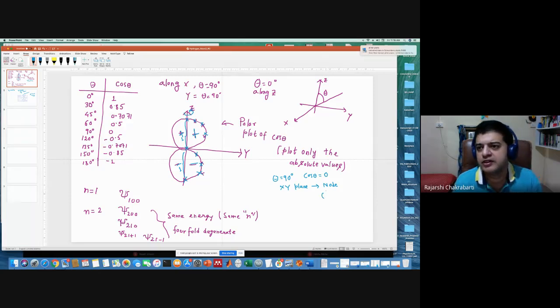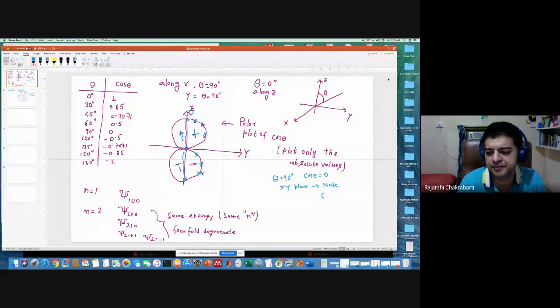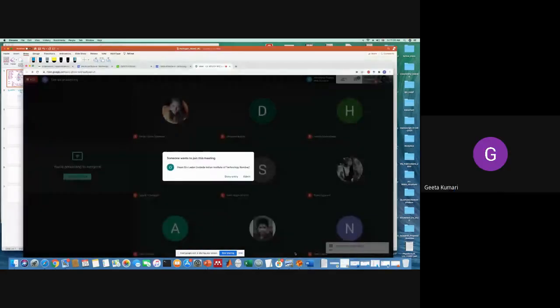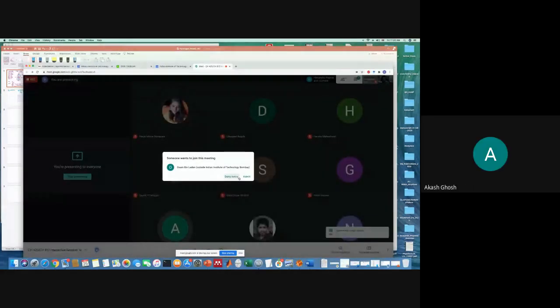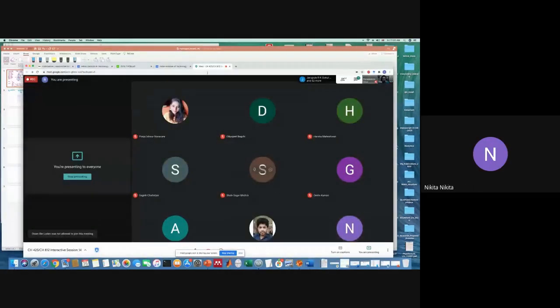What kind of node is this? Tell me. This is an angular node. I hope people are following. Is it fine, if I write like this, angular node? Please tell me something. I don't know whether you are following. Yes, sir. Okay.